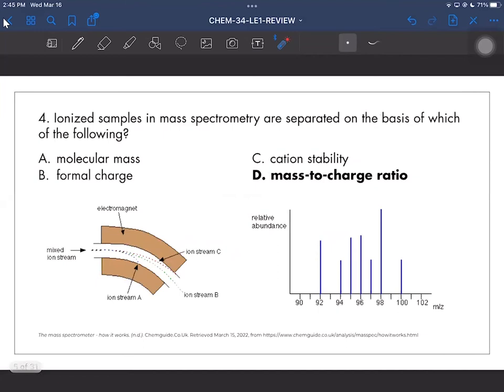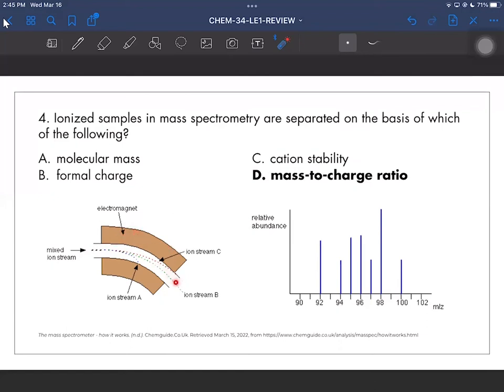Number 4, ionized samples in mass spec are separated on the basis of which of the following? So the answer is mass to charge ratio. So in mass spec, we do not measure, we do not weigh the fragments directly. So it is by deflection. So in mass spec, yung fragments na nakukuha natin from fragmentation are accelerated inside a tube sa mass spec device and are deflected using an external magnetic field supplied by this electromagnet.